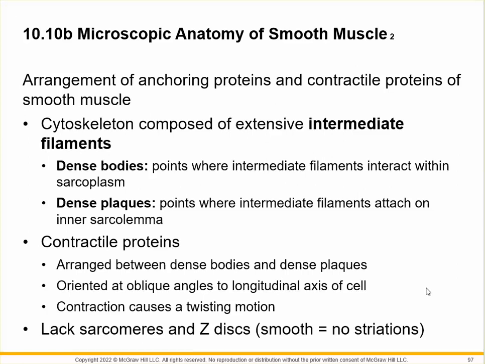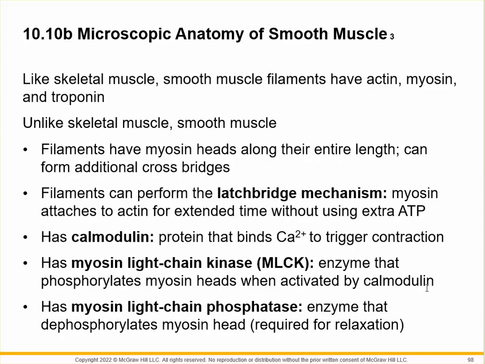So the contractile proteins, which are still actin and myosin, kind of join onto that. There's no sarcomeres, there's no Z disc, so there's no striations. So there's actin and myosin, and that's basically it. The myosin heads are along the entire length, so there are lots of additional cross bridges that can happen compared to skeletal muscle.